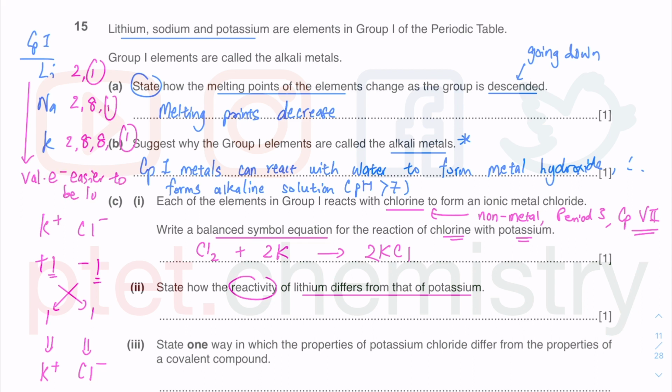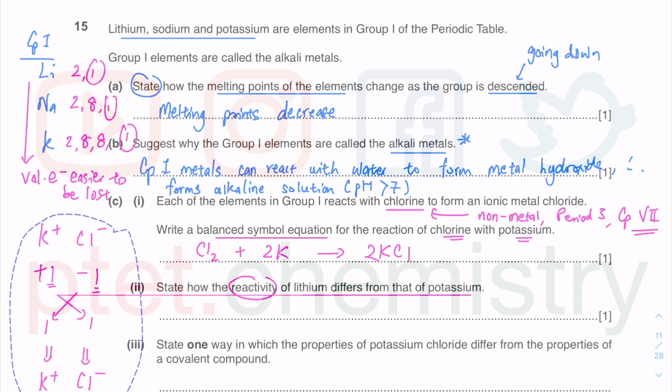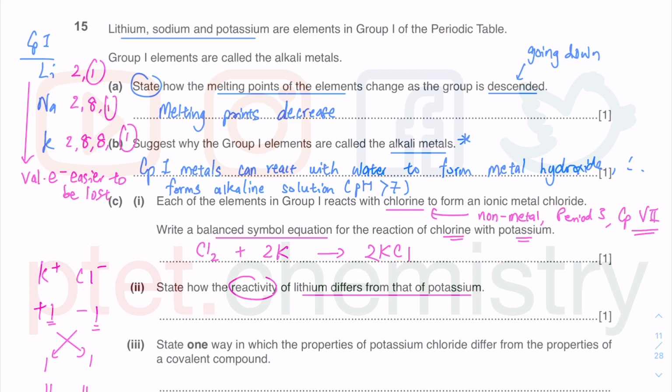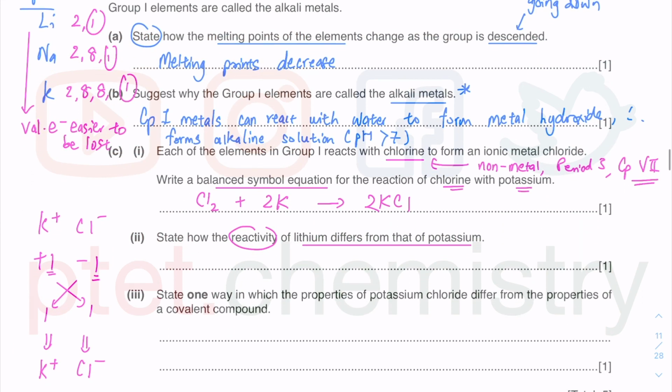If it is easier to be lost, therefore you are more reactive because it is easier for you to lose electrons. So therefore lithium is less reactive than potassium because lithium is further up in group 1 of the periodic table compared to potassium. This answer will be correct if you say potassium is more reactive than lithium. It's the same way.